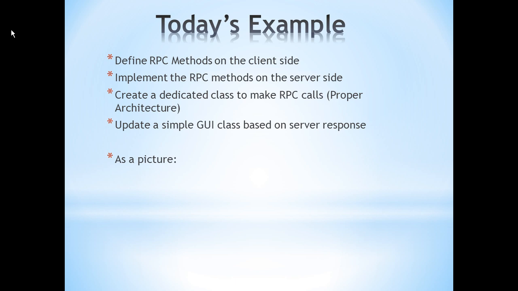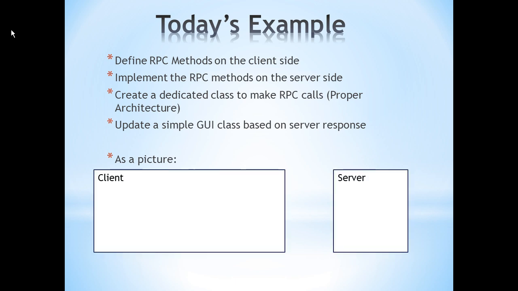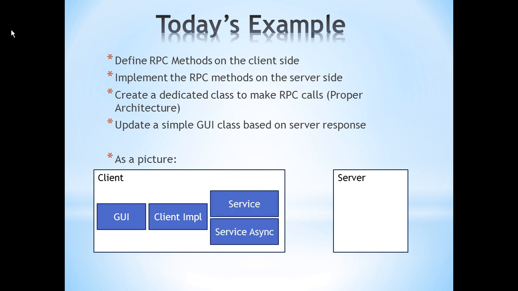I know this sounds very complicated, so let me demonstrate it as a picture, showing what our program is going to look like. Well, I'm going to have my client and my server side code again. On my client side, I'm going to have a GUI. I'm going to have this client implementation class, which is our dedicated class that makes our remote procedure calls. I'm going to define my methods, the ones that I want to have available on my server, in 2 interfaces named Service and ServiceAsync. You'll see them in a moment. And I'm going to implement these actual methods on my server side in the service implementation class. Then in between, I'm going to make an RPC call.